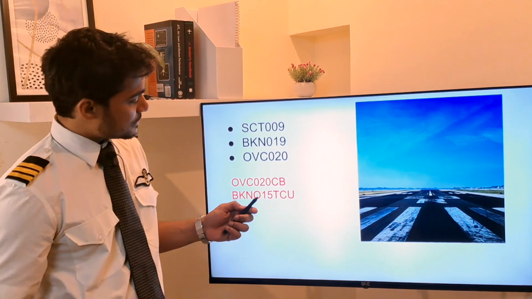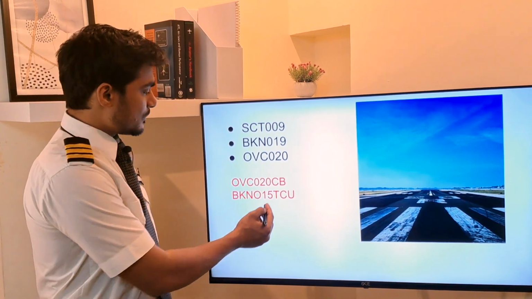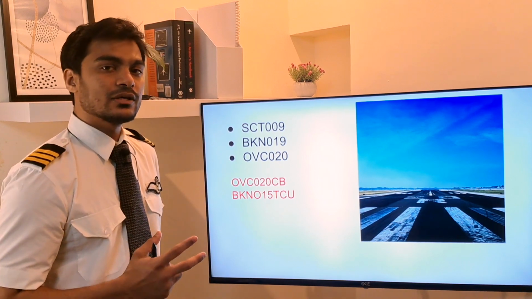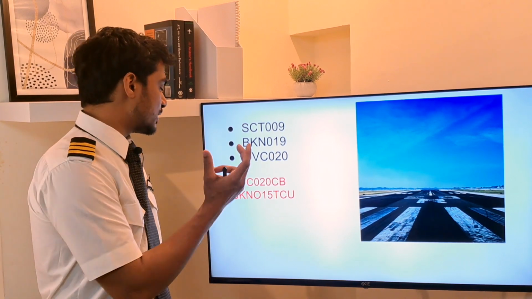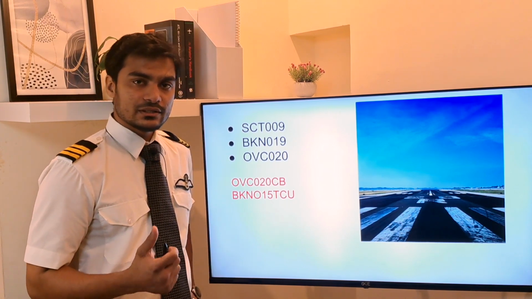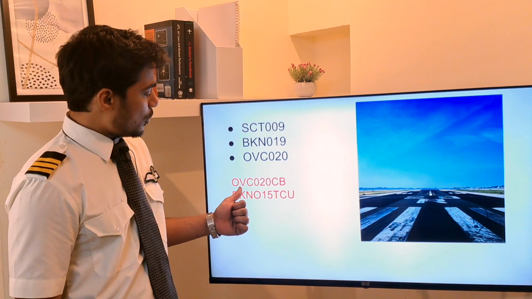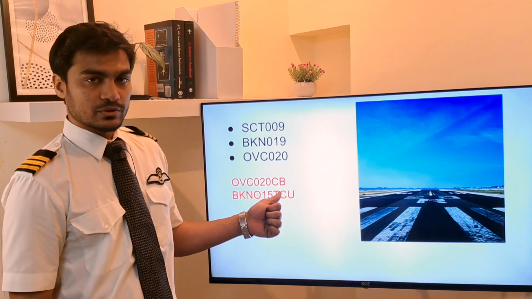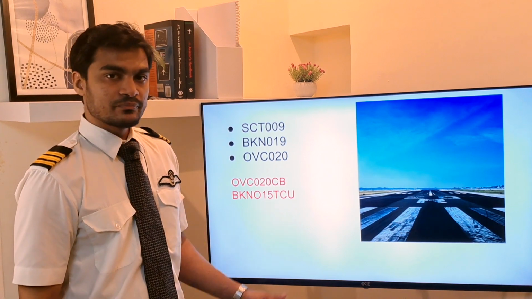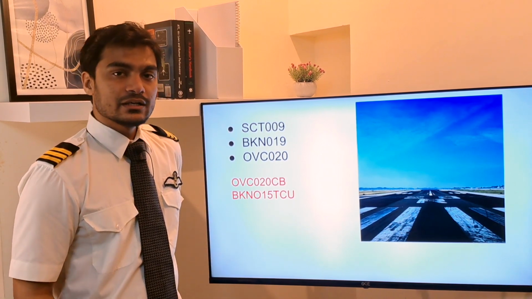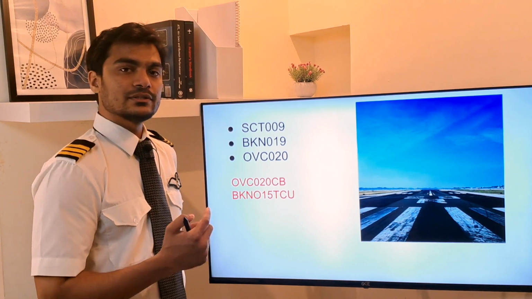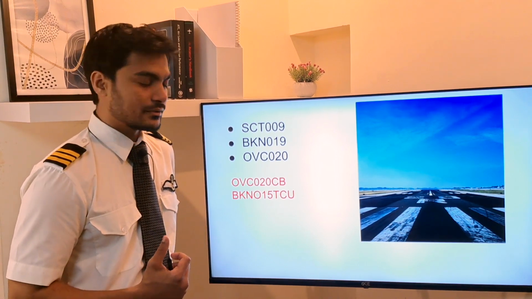Then we have a special condition where you have CB and TCU presented to us. These are the only types of clouds that are presented to you in a cloud format. That is, only convective clouds are presented with a cloud base. That is, overcast at 2000 feet, cumulonimbus, broken at 1500 feet, towering cumulonimbus. We don't really have any other clouds like altostratus, stratus, cirrus. Only convective clouds are presented to us. Only they are named to us in this format.